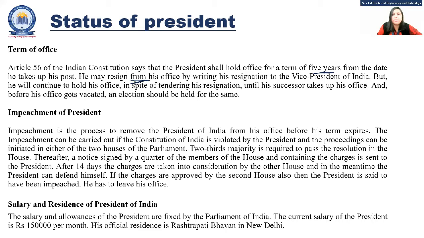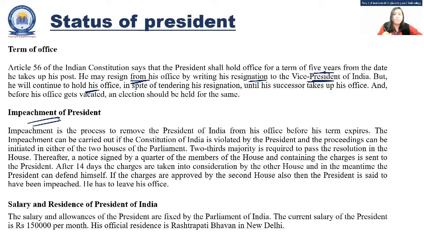He can resign from his post by writing a resignation to the Vice President of India, and he will continue to hold the office even after giving resignation till the new successor is there. Meaning if one person has given the resignation, until the new president has been found, he can continue his work. Right? So that is how this term works.